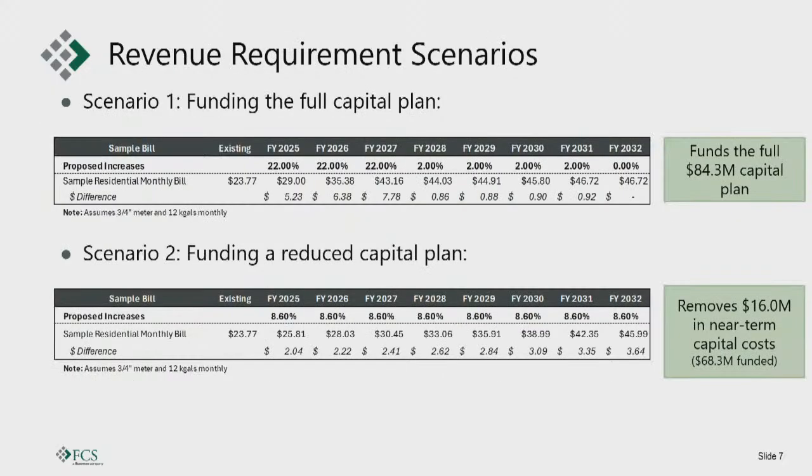So as I mentioned, giving a couple scenarios for consideration. The first is funding the full capital plan, that's $84.3 million. We'd be looking at 22% rate increases from 2025 to 2027, dropping down to 2% annually through 2031 in order to fund that full capital plan. For a single family residence, that's about $5.23 in terms of a monthly impact in 2025. That monthly impact would grow to about $7.80 by 2027 before dropping to under $1.